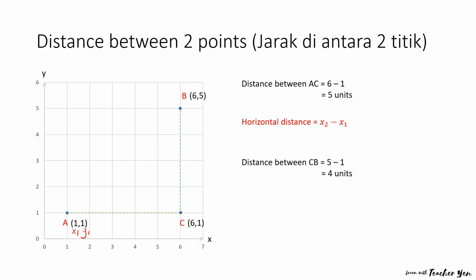And then now we label it as x value and y value: x1, y1, and x2, y2. The formula for the vertical distance is y2 minus y1, which is 5 minus 1.